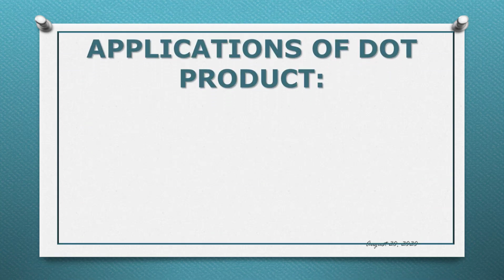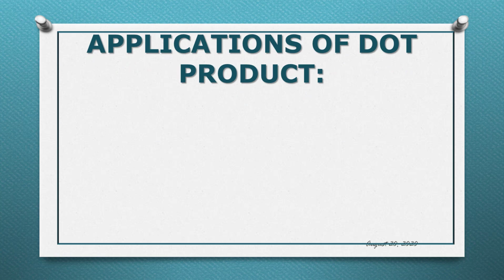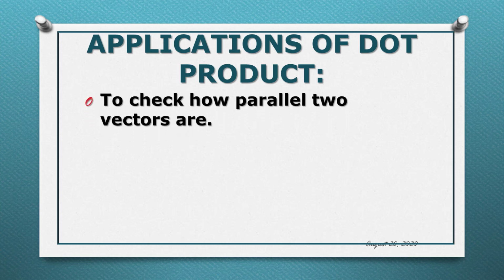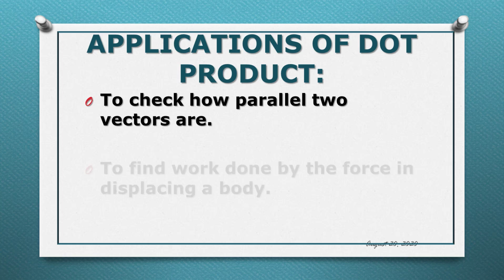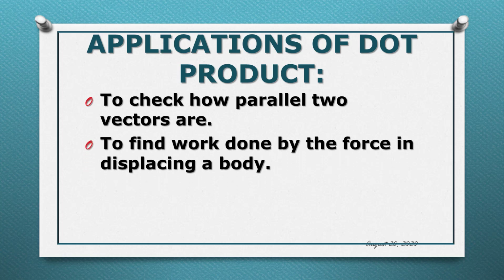So, applications of dot product: we are not going further in detail. We will just discuss those applications which we have already discussed. We can check how parallel two vectors are from the magnitude of the result. We can find the work done by a force in displacing a body using the dot product, and all other examples related to dot product are applications of it.